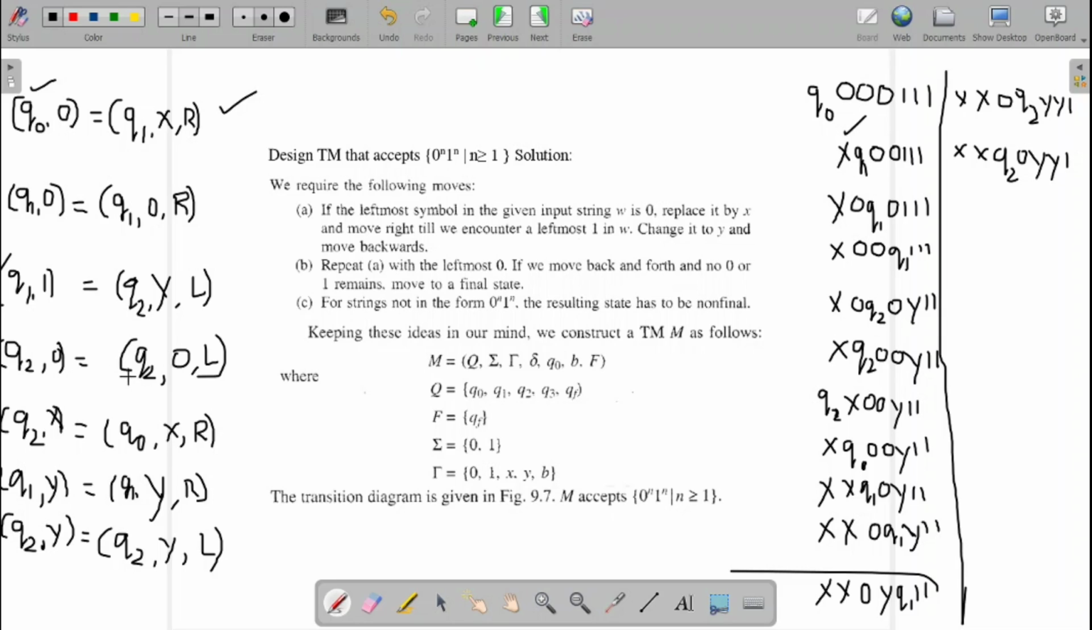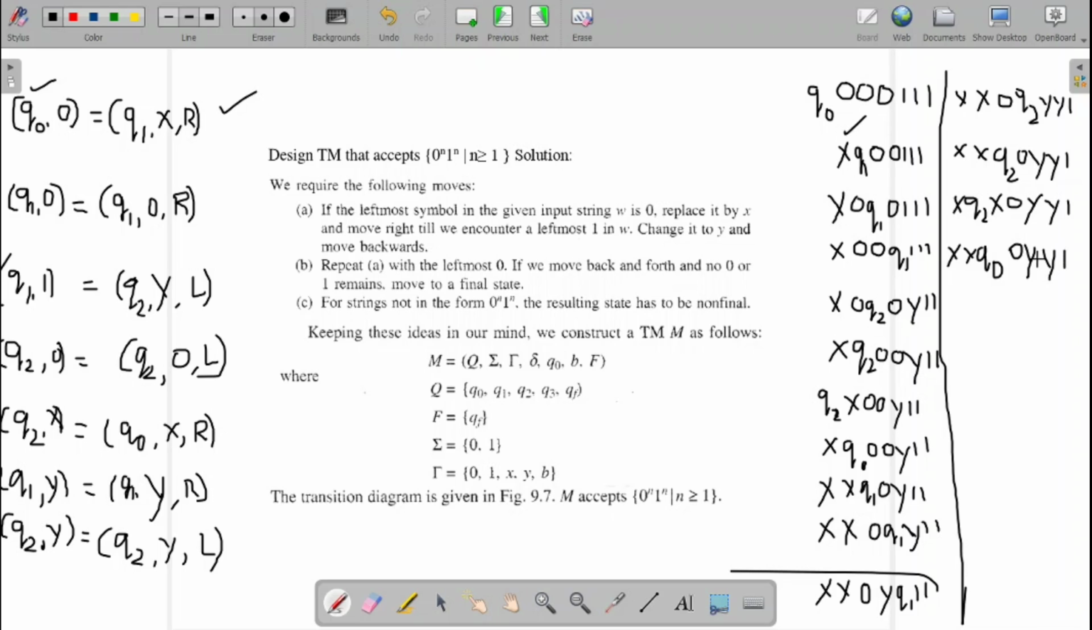Again, Q2 on 0 is defined already. What is that one? We need to make the left movement. So if we make the left movement, what it will be? X, Q2, X, 0, Y, Y, and the 1. Again, Q2 on X. What to do? We have to reset to Q0 again. So that is X, X, Q0, 0, Y, Y, and the 1.